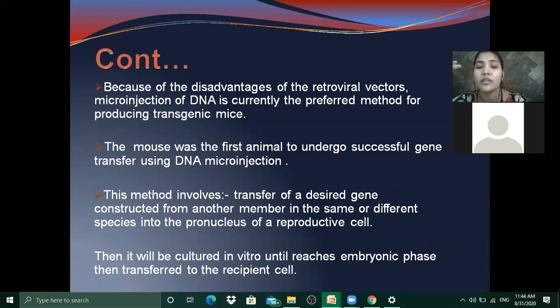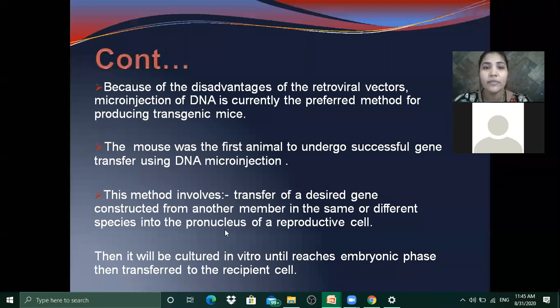Then it will be cultured in vitro until it reaches the embryonic phase and then transferred to the recipient. It is a very simple technique, well, not very simple, but it requires a lot of molecular diagnostics and molecular preparation as well. And it takes a longer period of time. It doesn't take 1 or 2 days to get the procedure done. Obviously, it takes around 2 to 3 months, and then we have mice with that particular transgene integrated in their DNA.